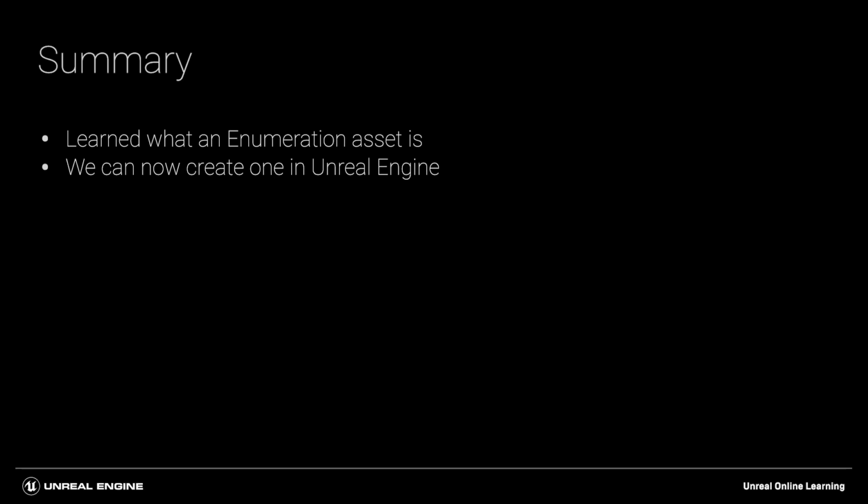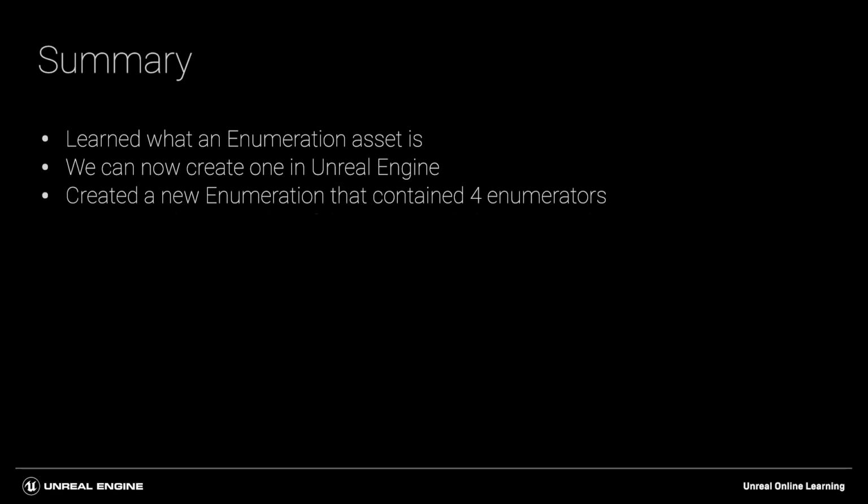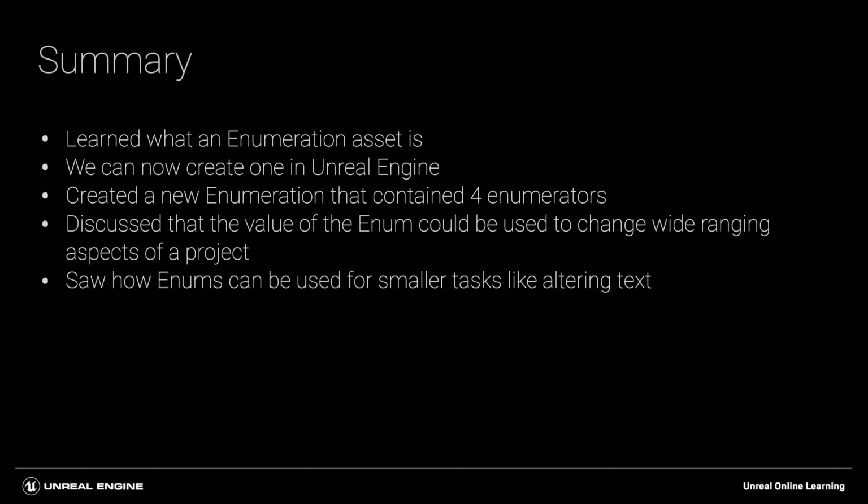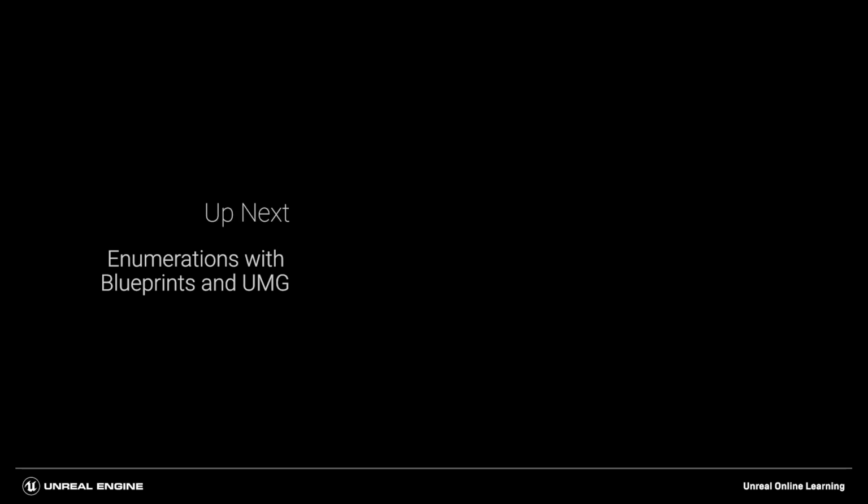In this module, we learned what an enumeration asset is and how to create one in Unreal Engine. We added 4 enumerators that represented 4 different interaction types that could potentially be used by your end users. We then discussed how the value of that enum could potentially be used to change wide-ranging aspects of a project. Then we saw how enumerations can be used for smaller tasks like changing the text on a UI button based on its value. Next, we'll discuss using a couple of enumerations to alter the behavior of blueprints and automatically create a drop-down list for our UI.